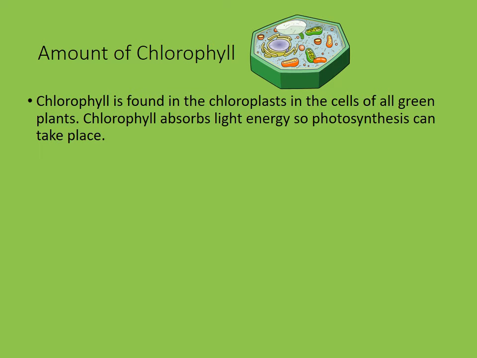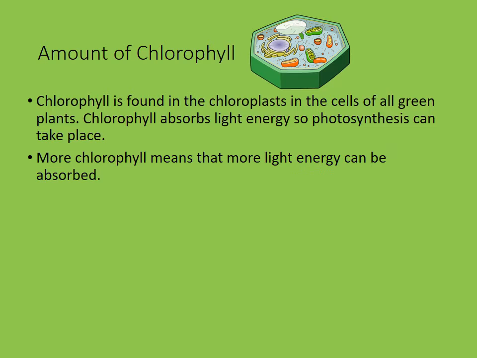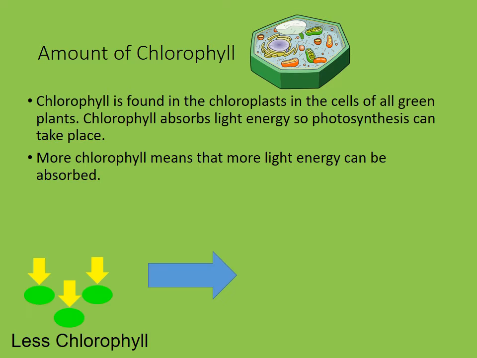Now, chlorophyll, we know, is found in the chloroplast. It's this green pigment that gives plants their green colour, and its job is to absorb light energy. And it absorbs light energy so that photosynthesis can take place, because of course photosynthesis is an endothermic reaction, so it needs to absorb light energy. If you have more chlorophyll molecules, then that means more light energy is going to be absorbed.